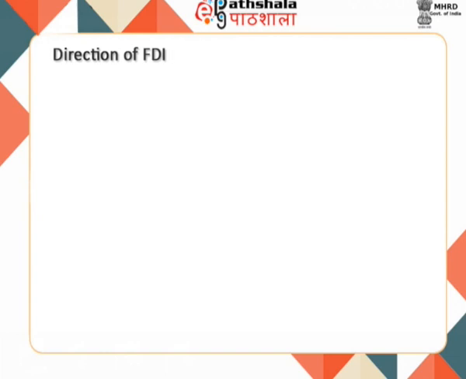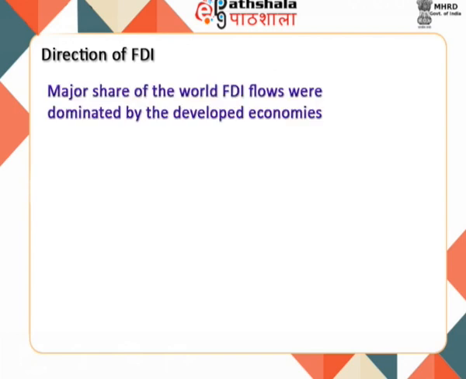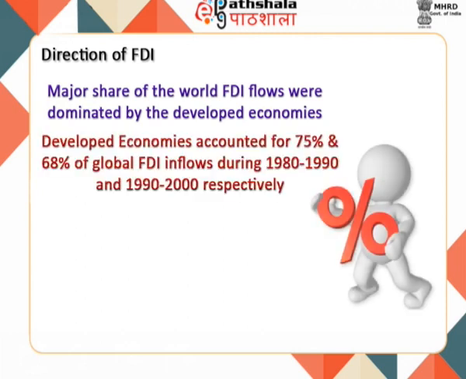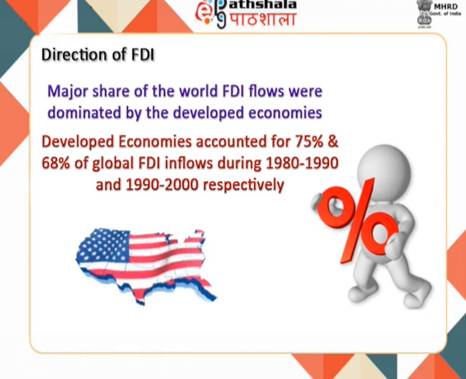Let us now move on to study the directions of FDI across the world. Historically, the major share of world FDI flows was dominated by the developed economies of the world, as firms based in advanced nations invested in others' markets. Developed economies accounted for 75% and 68% of global FDI inflows during the 1980s and the 1990s to 2000 respectively. The United States has often been the favorite target for FDI inflows.